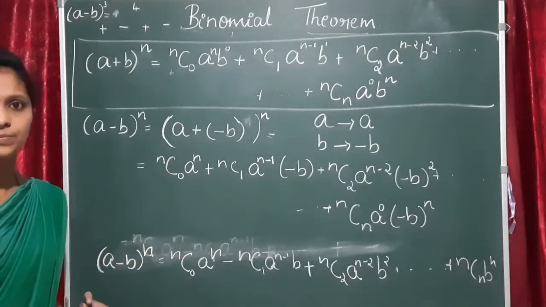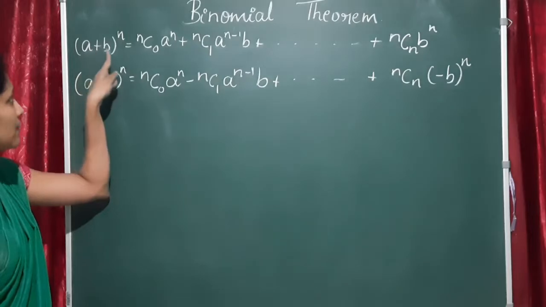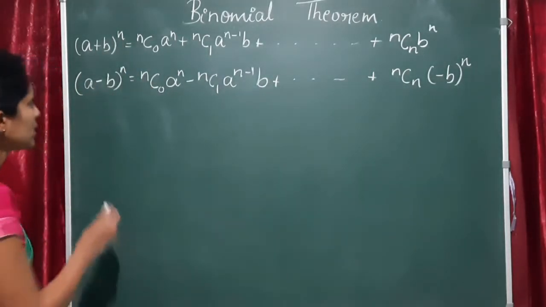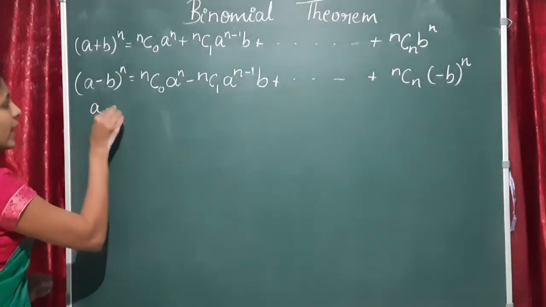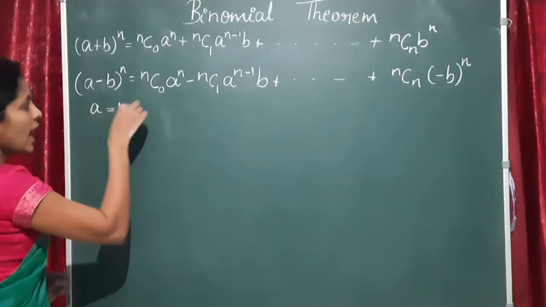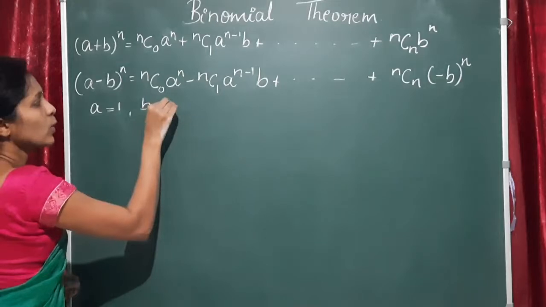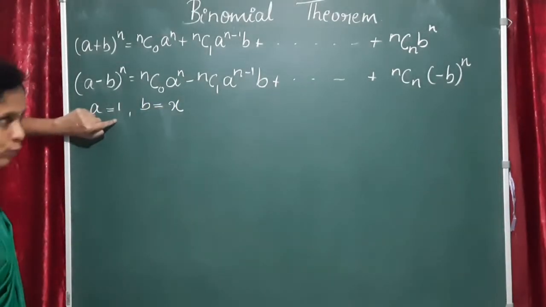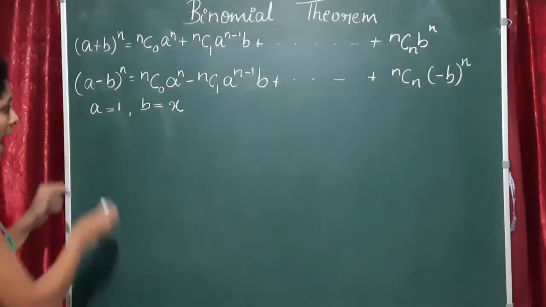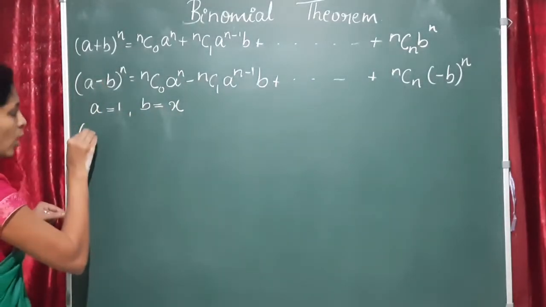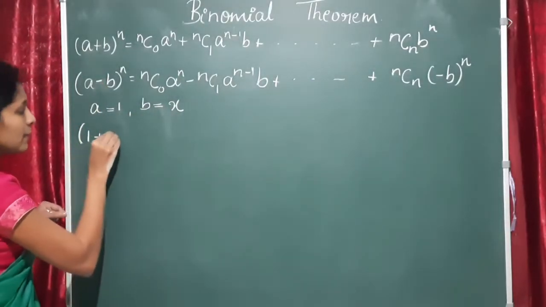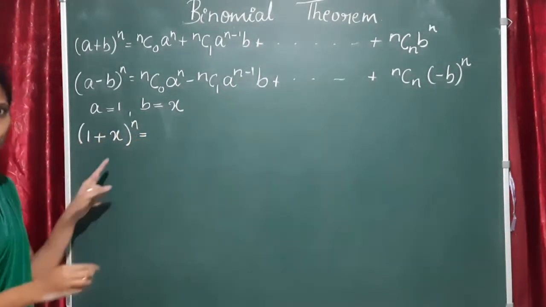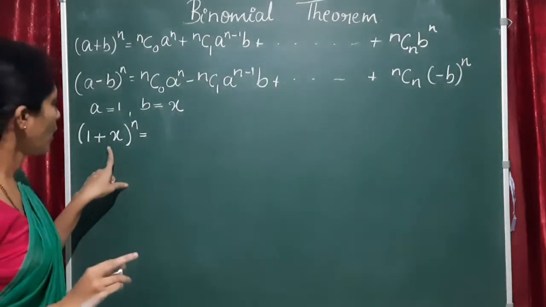We'll see some more. I have written both the expansions, (a plus b) whole to the power n and (a minus b) whole to the power n. In a particular case, if I write the value of a equal to 1 and the value of b equal to x, we'll be replacing a by 1 and b by x, and this will be now (1 plus x) whole to the power n. This formula is important for the objectives.